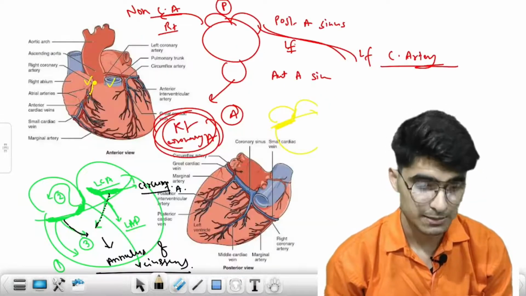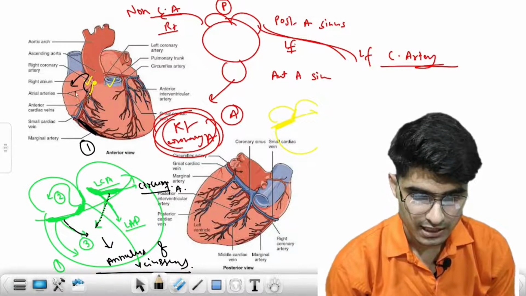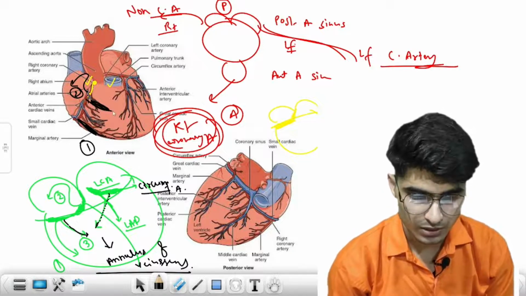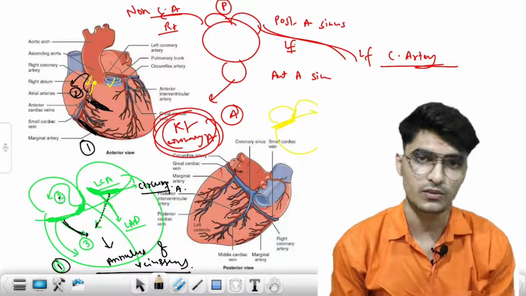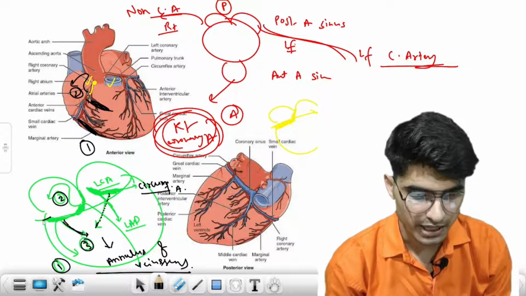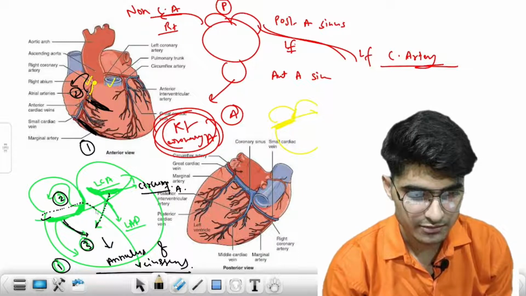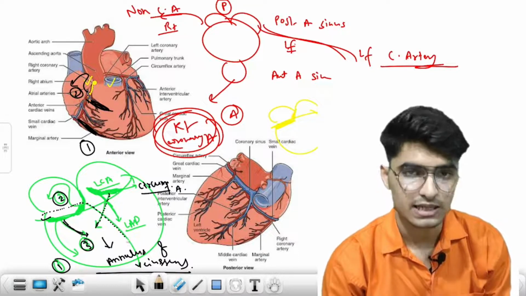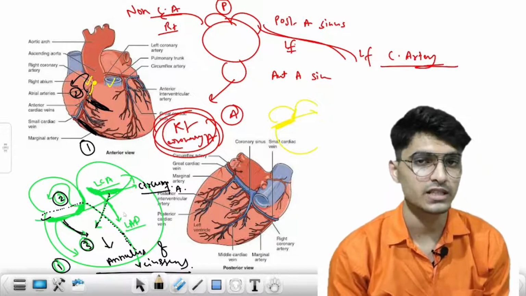And now we will discuss the branches. First is the right marginal artery, then the SA nodal artery. Third is our right conus artery. So these are three arteries. Subsequently it goes behind and gives a branch that lies in the posterior interventricular groove, the posterior interventricular artery.